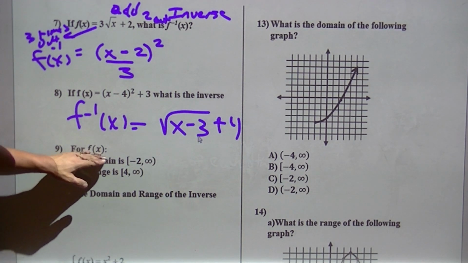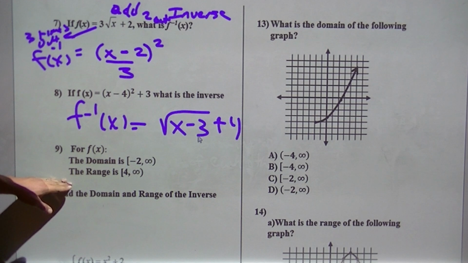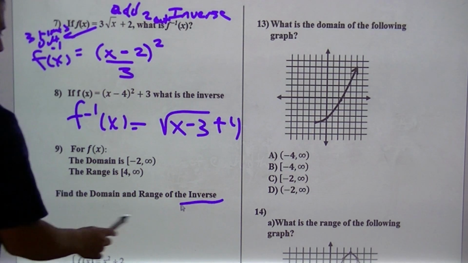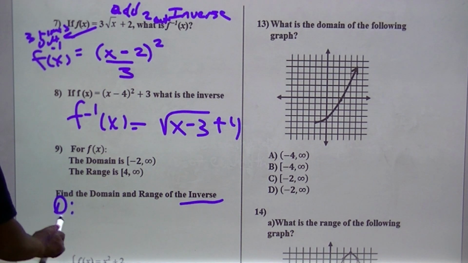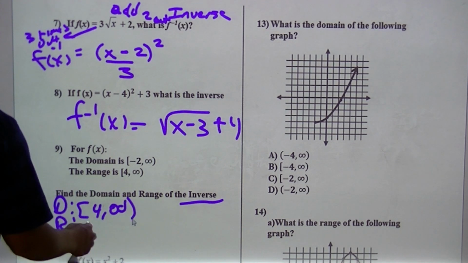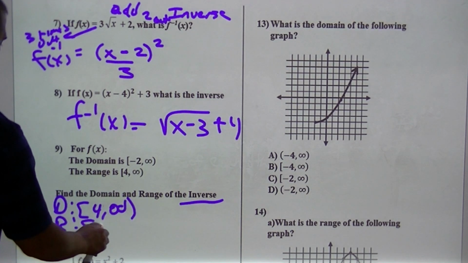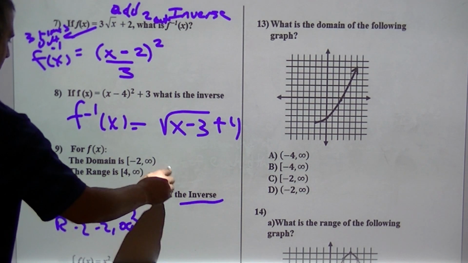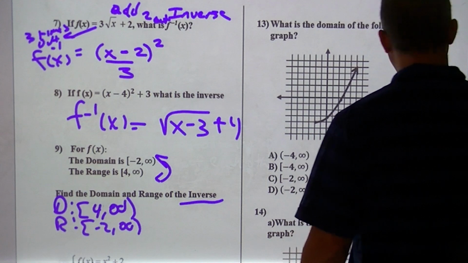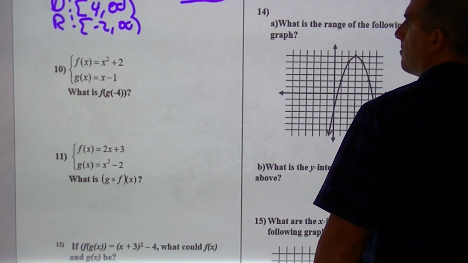For the domain, for f of x, the domain is -2, infinity, the range is 4, infinity. Find the domain and range of the inverse. All that means is the domain and range are going to flip around. So now the domain will be 4, infinity, and the range would be -2, infinity. So all you got to do in inverse is just flip around. We didn't cover that a whole lot, but I think that's pretty simple. Okay.